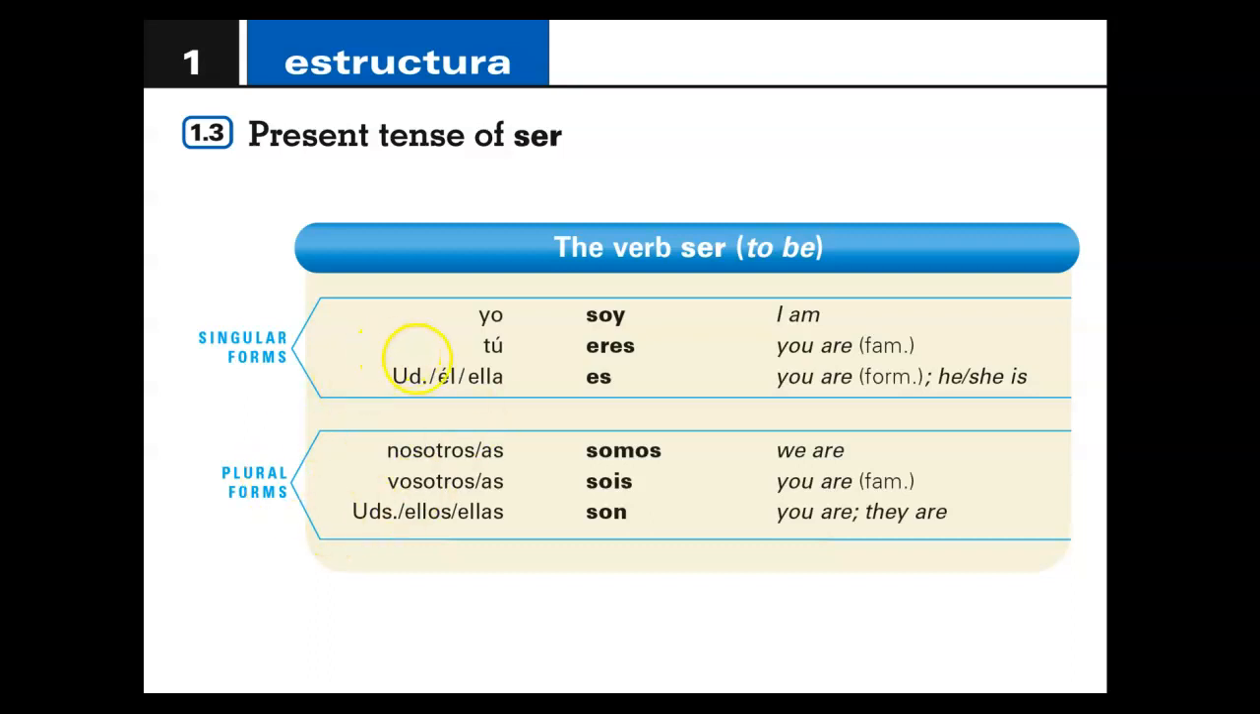Moving down to the plural pronouns. You have nosotros or nosotras. Notice it's as, that's just the feminine form. Nosotros somos. We skip vosotros and we move on to ustedes son. So you plural are, or y'all are, if some of you guys want to say. I know a lot of you guys will end up saying y'all are. Then you have ellos son, which means they are, and you have ellas son, which also means they are.